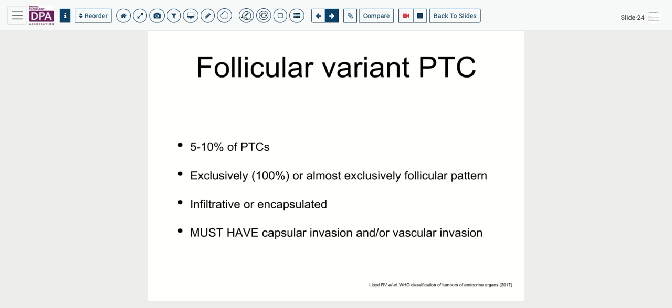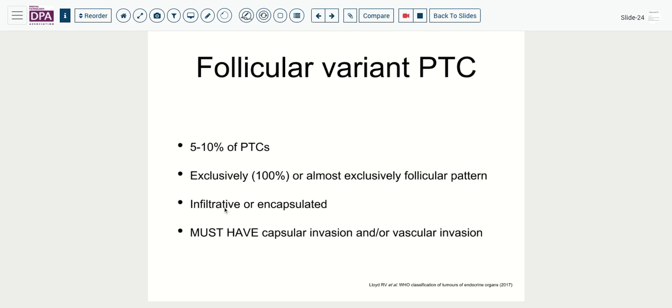Now, one of the more common variants, of course, well, 5 to 10%, is the follicular variant of papillary carcinoma. And in some locations, it tends to be higher. Some consultants tend to call it more frequently than others. But this demands that you have almost exclusively a follicular pattern. In other words, no classical papillary structures. Lots of papillary carcinomas have some follicular differentiation. But this is a tumor that is almost exclusively follicular.